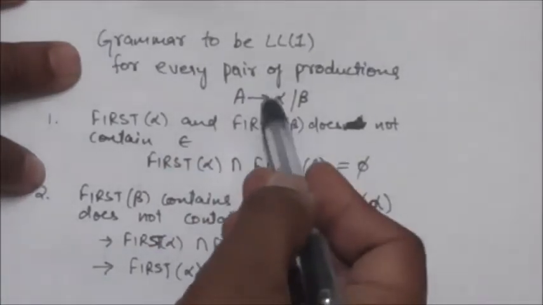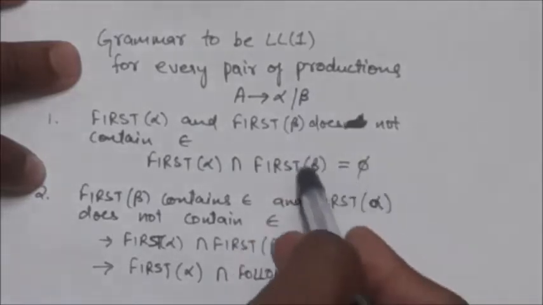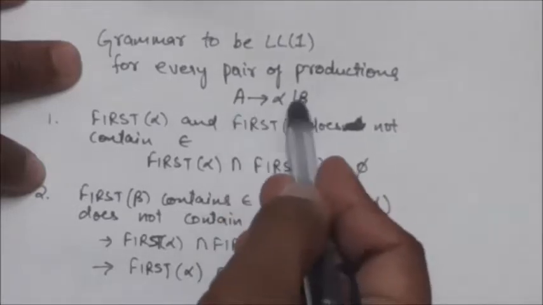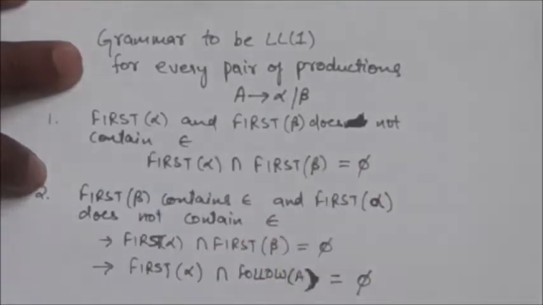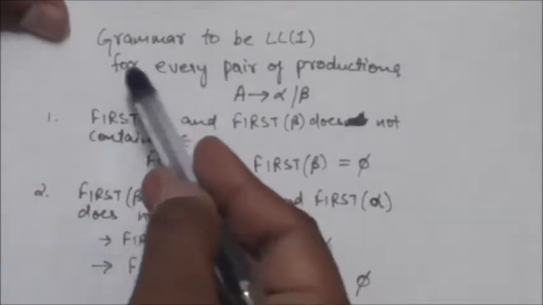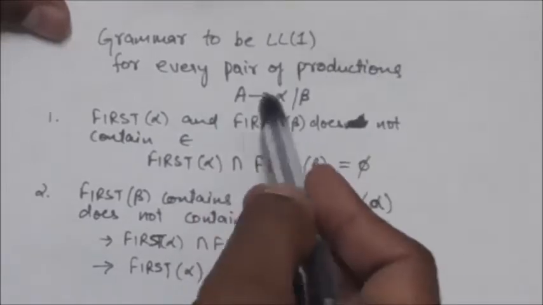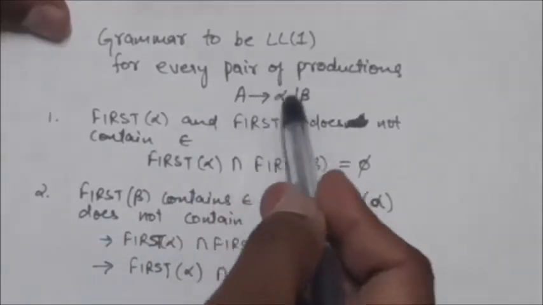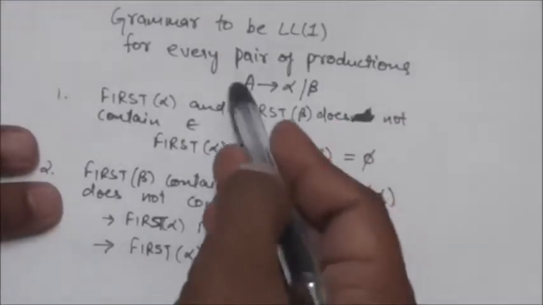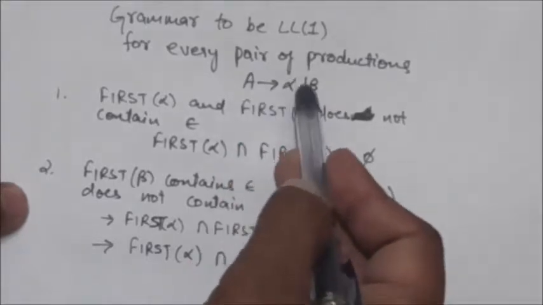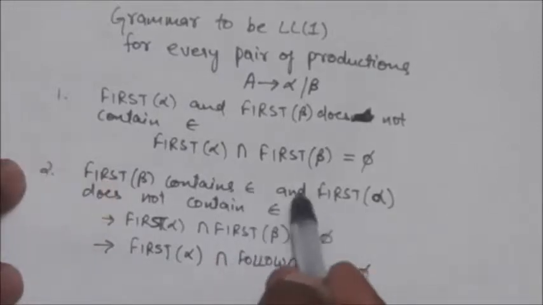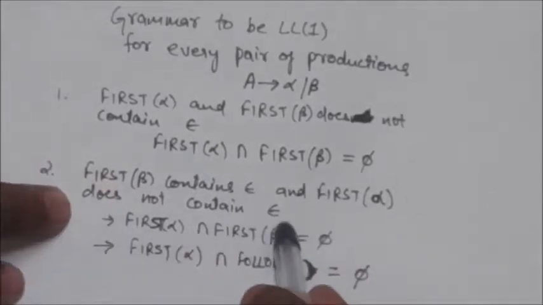It means first of alpha intersection first of beta should be a null set, when first of alpha and first of beta do not contain the empty string. So for the grammar to be LL1, we have to check every pair of productions in the grammar of the form A derives alpha and A derives beta. Now the second case is if the productions are of this form, A derives alpha and A derives beta, and first of beta contains the empty string and first of alpha does not contain the empty string.